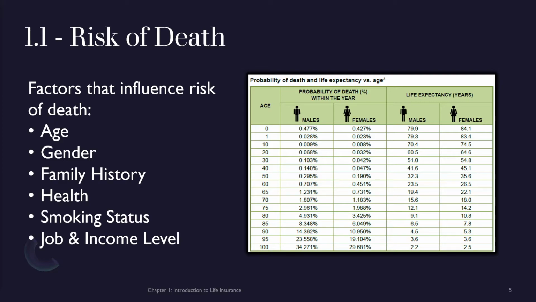A few takeaways from this table is that women are expected to live longer than men, which does contribute to females typically having a lower insurance premium than males. You can also see how age is the greatest factor for the risk of death, and this is why as you get older, your insurance premium is much higher. And this is simply because the insurance company needs more compensation since the probability of death is greater as you age.